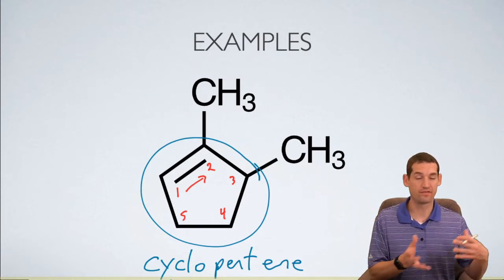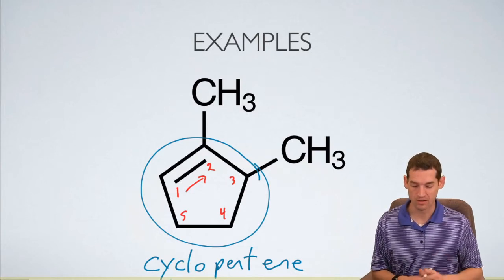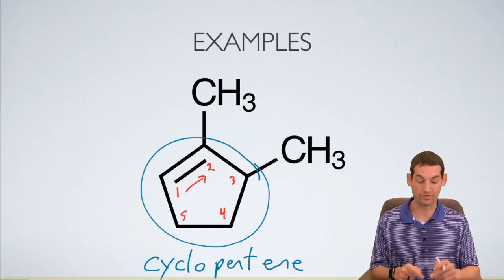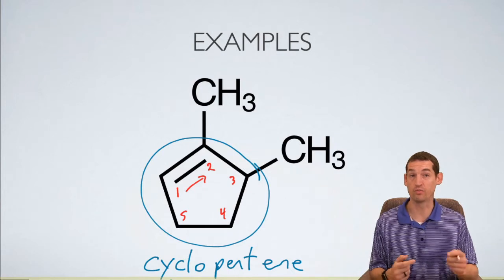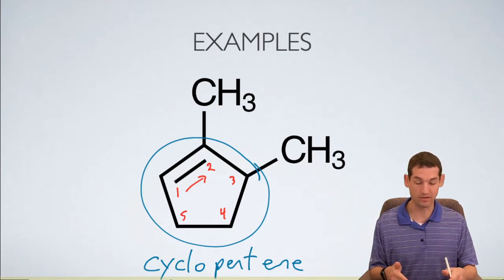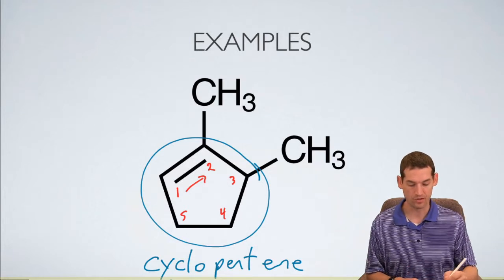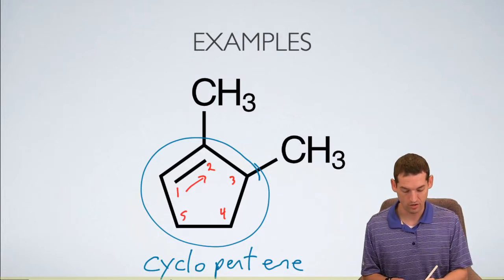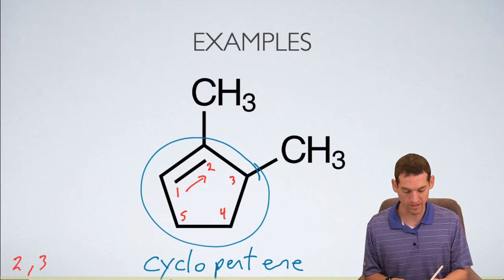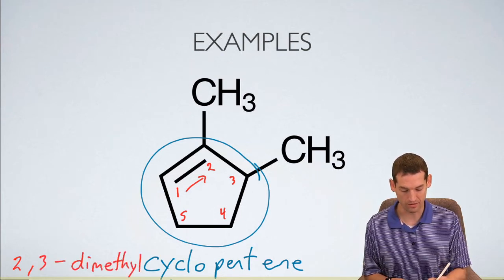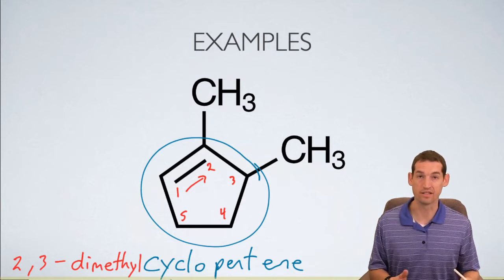1 and 5, if you add them up, gives me 6. 2 and 3, if I add them up, gives me 5. So this is a lower number for the branches because it doesn't matter the naming for the functional group. My next priority is branches. So this will be a 2,3-dimethylcyclopentene. Okay?